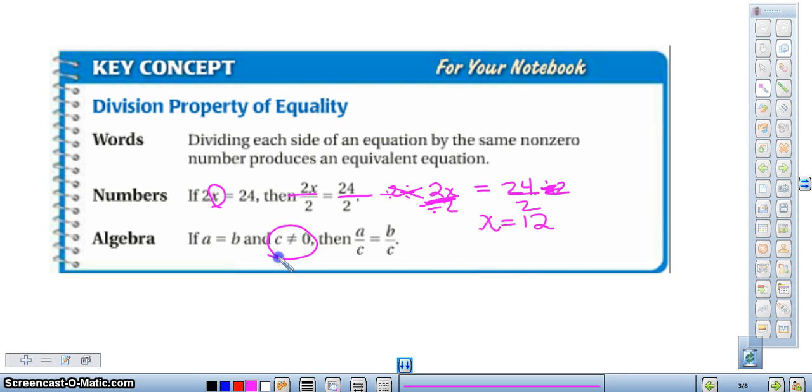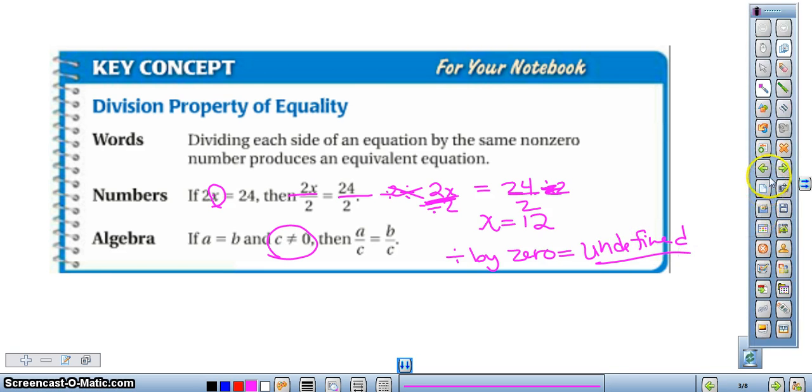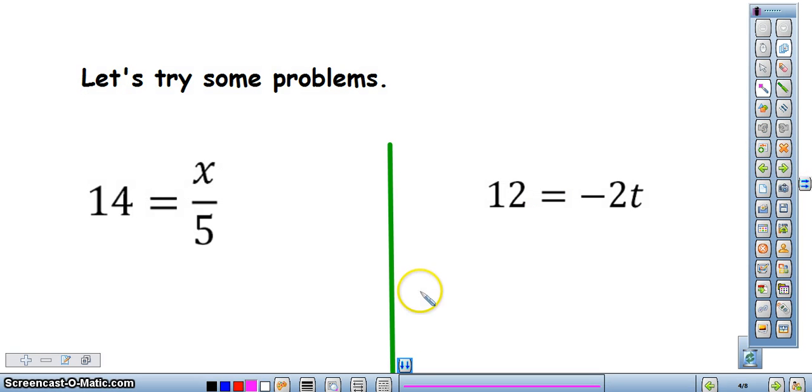Notice again, it says c can't equal 0. Remember, division by 0, anyone remember what that is from the first day of school? Division by 0 is always undefined. We're going to try a couple problems, then we'll do it going to your notes.